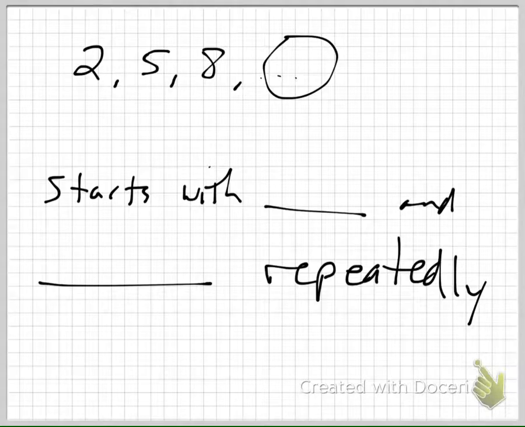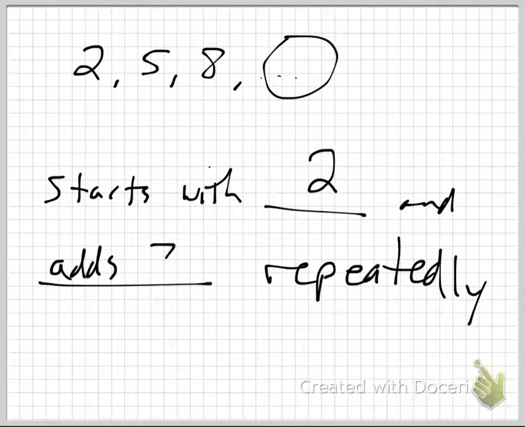Here's what it is. This starts with 2 and adds 3 repeatedly. Does that make sense? And 3 is added repeatedly. So what's the basic template for writing a rule? You write the words starts with blank and blank repeatedly. Okay? So you guys all got that one.